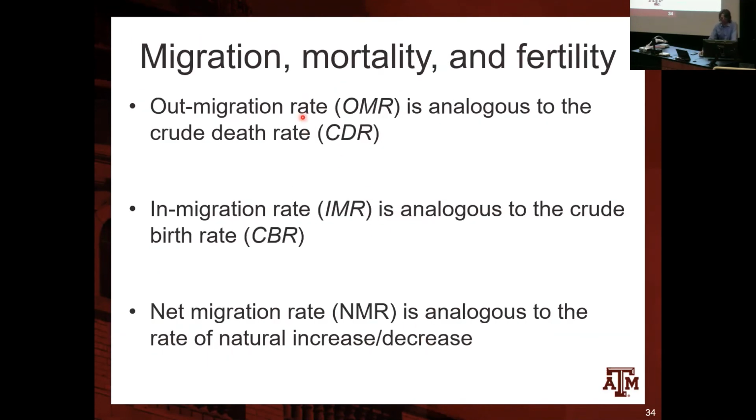The out-migration rate is analogous to the crude death rate because this is population that this specific area is losing. The in-migration rate is analogous to the crude birth rate because this is a population that area is gaining. And the net migration rate is analogous to the rate of natural increase and natural decrease. Natural increase and decrease is pretty much the crude birth rate minus the crude death rate. The net migration rate is the same idea: in-migration rate minus the out-migration rate.